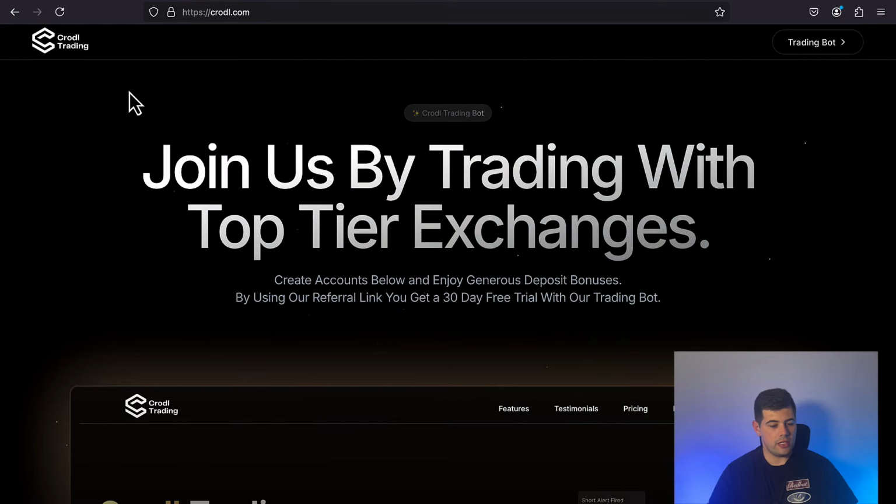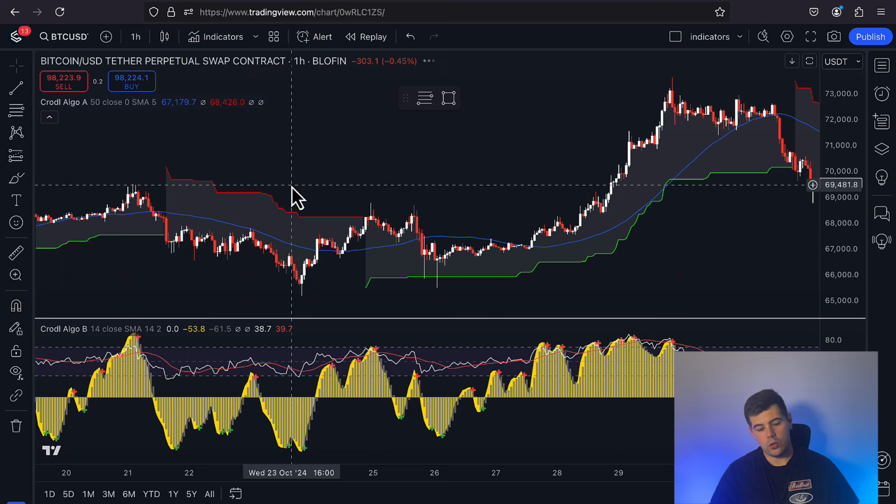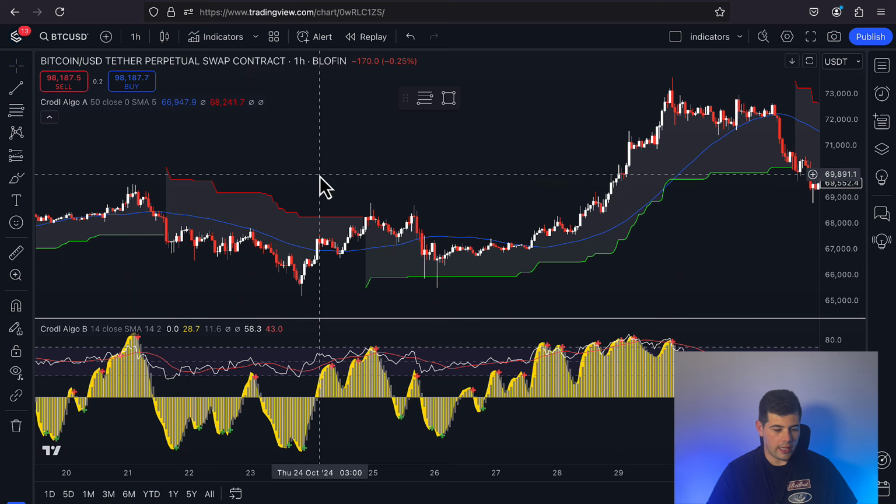So the first thing that you would need to do is be on TradingView. Now I'll be using the Crodl Algo A and B indicator, but you can use any indicator on TradingView. The concept really stays the same. The Crodl A indicator is very similar to a super trend. And for the Crodl B, you can use any oscillator or momentum indicator just so you can see the direction that the market is moving in.